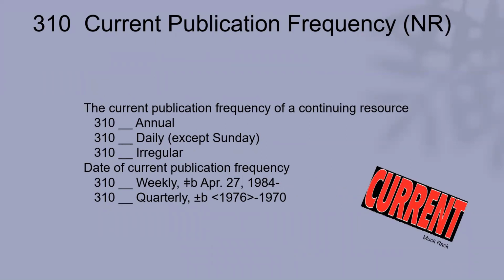So, a closer look at the 310, the current publication frequency. Here are some other examples. The dates are included when the beginning date of the current frequency is not the same as the beginning date of the publication, which is reflected in weekly, subfield b, April 27, 1984 dash. Therefore, you would also have a MARC tag 321. Oftentimes in serials, you will see angle brackets, which indicate uncertain dates that may not be the earliest or the latest dates. In that last example, you see the angle brackets here.